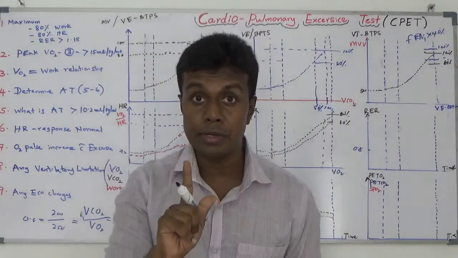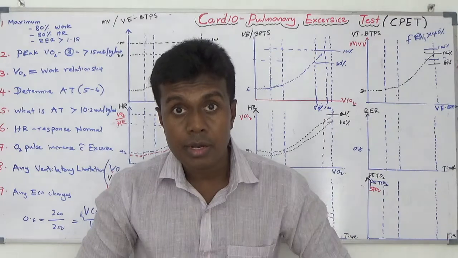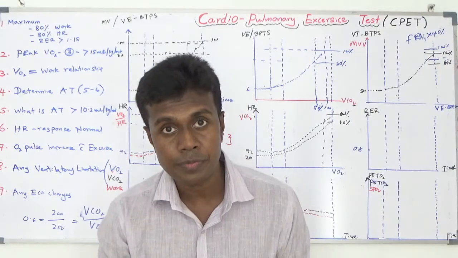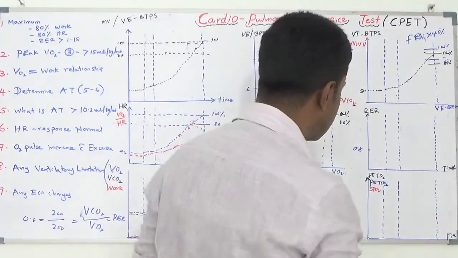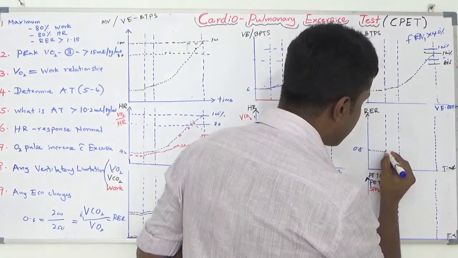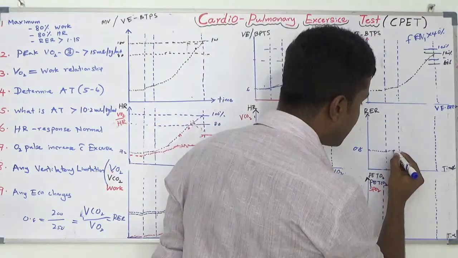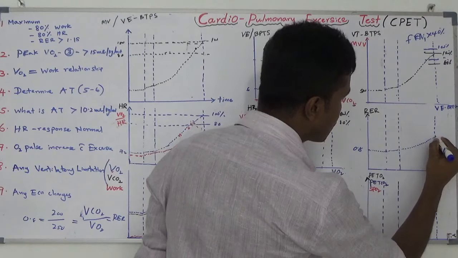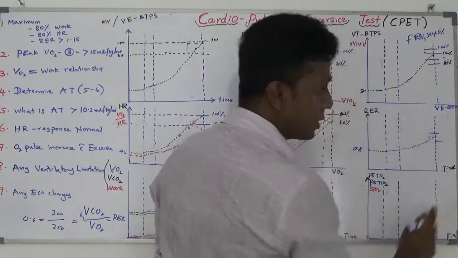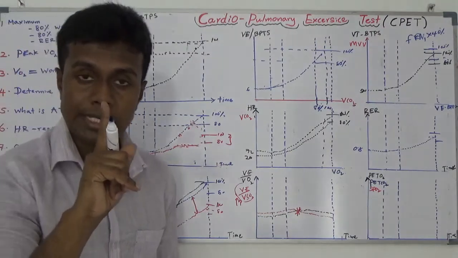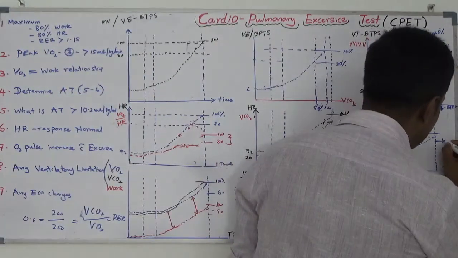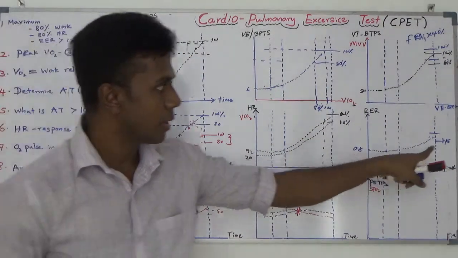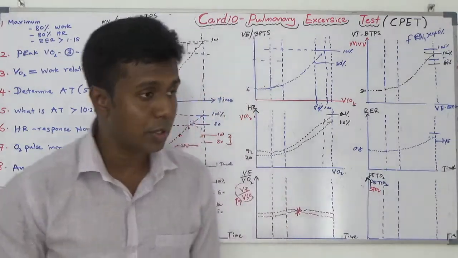During the exercise, what happens? You are going to produce more and more carbon dioxide. Why? You are going to shift into anaerobic metabolism. From here to here, no exercise. From here to here, unloaded exercise. Then you are going to produce more carbon dioxide and your respiratory exchange ratio goes up. Under normal conditions, you should achieve at least 1.15 respiratory exchange ratio at maximum.